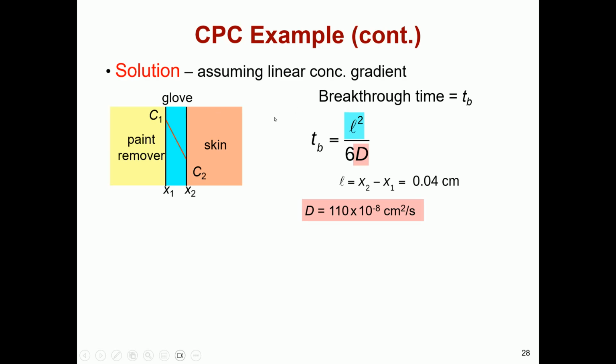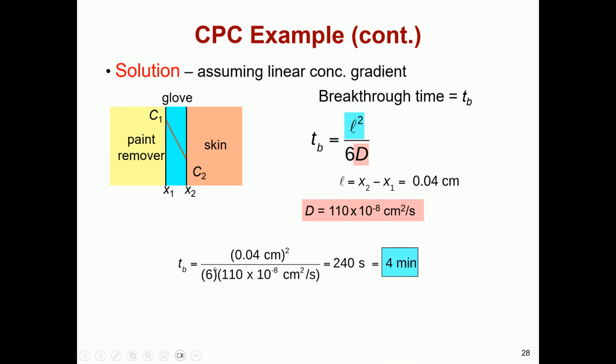This relationship comes from dimensional analysis. The factor of 6 arises because diffusion occurs isotropically in three-dimensional space, from the mathematical second derivative factor of 2, and then 3 comes from the three dimensions. For our gloves, tB is almost 4 minutes. The glove provides protection for approximately 4 minutes.